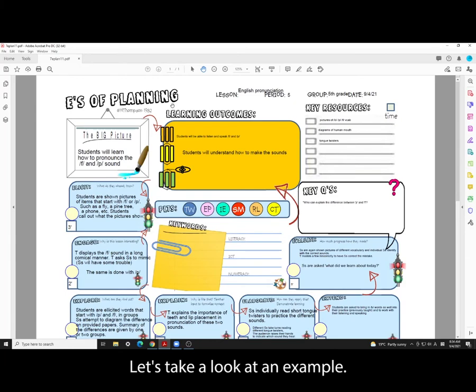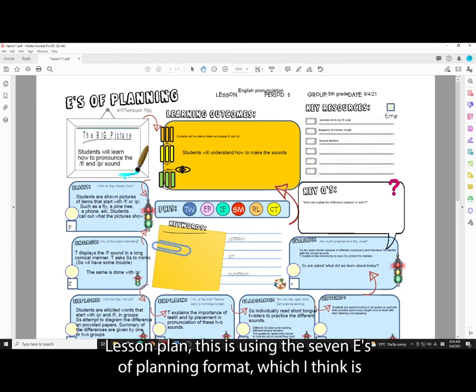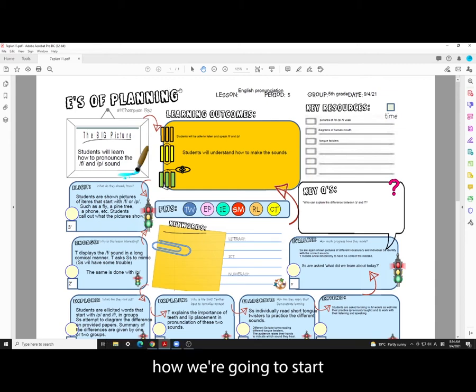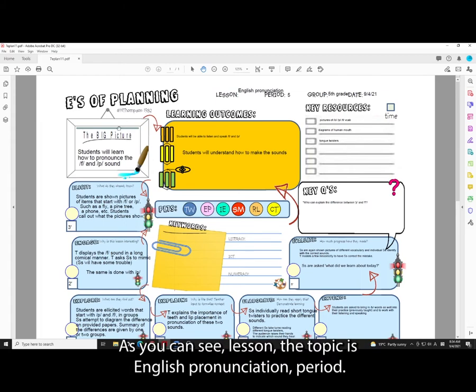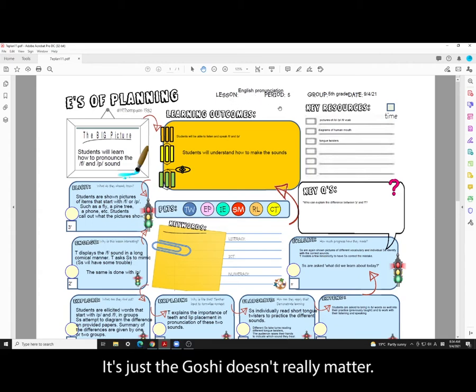Let's take a look at an example lesson plan. This is using the 7 E's of planning format, which I think is how we're going to start using lesson plans at the very least. It helps guide our writing. As you can see, the topic is English pronunciation. Period. It's just the Gyoshi, it doesn't really matter. I put 5. It's for 5th grade and today's date.